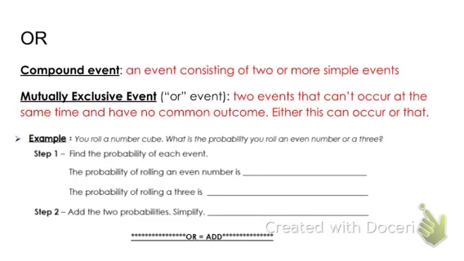So the first event we have with compound probability is our ORs. A compound event is an event consisting of two or more simple events. One type of compound event is called a mutually exclusive event, which is an OR event. Two events that can occur at the same time and have no common outcome. This means that one does not depend on the other.